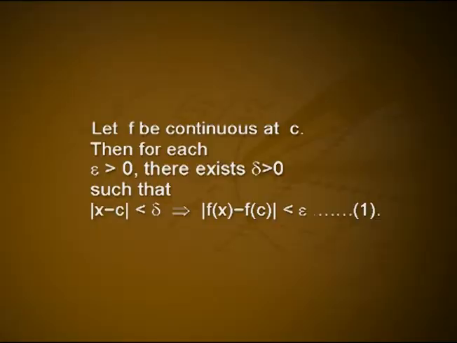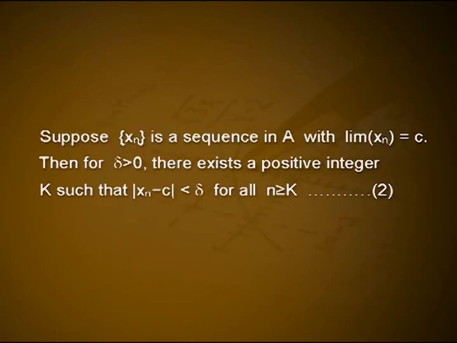Let f be continuous at C. Then for each epsilon greater than 0, there exists delta greater than 0 such that absolute value of x minus C less than delta implies that absolute value of f of x minus f of C less than epsilon. We can refer this as step 1. Suppose sequence xn is a sequence in A with limit xn equal to C. Then for delta greater than 0, there exists a positive integer k such that absolute value of xn minus C less than delta for all n greater than or equal to k. We can refer this as step 2.